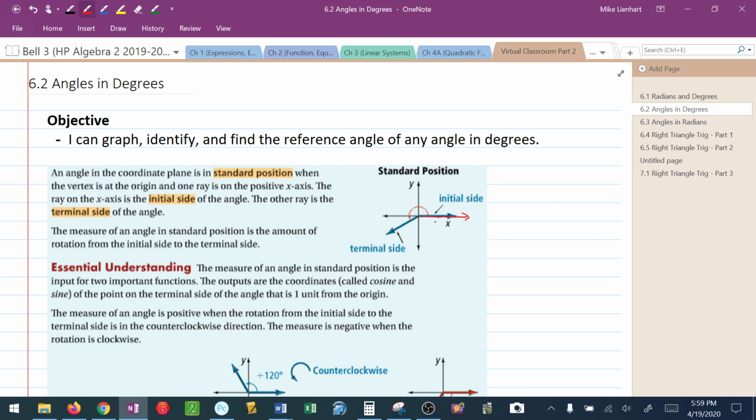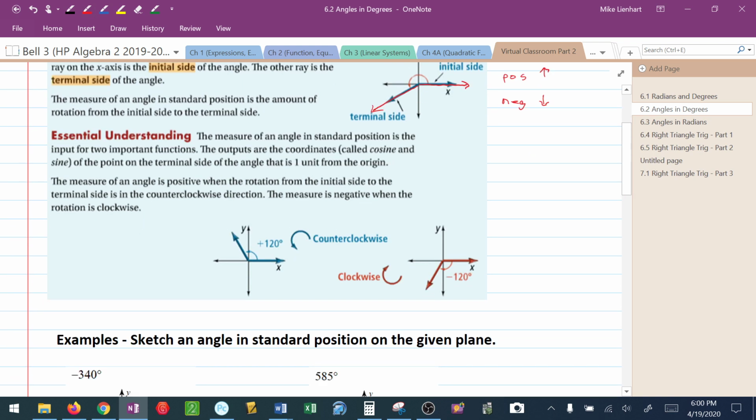Now, if the angle is positive, from that initial side, we move up and work ourselves in a counterclockwise manner. If the angle is negative, we still start at that same initial side, but now we go down and work our way in a clockwise motion. So again, positive, move counterclockwise from the initial side. Negative, move clockwise from the initial side. And where the angle ends, we're going to call that our terminal side.